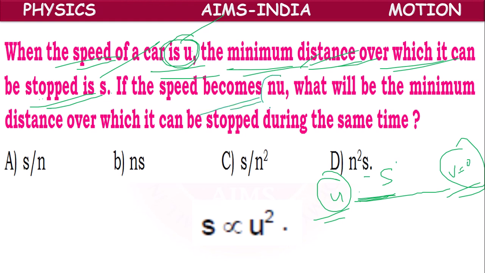If the speed becomes nu, then what will be the minimum distance over which it can be stopped during the same time? Here they are telling us the speed becomes nu.